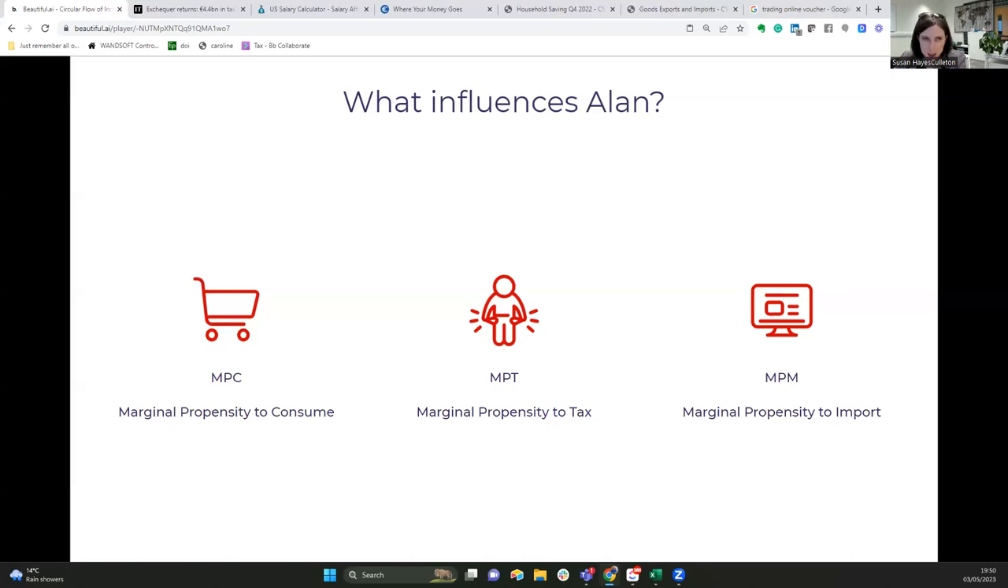Marginal propensity to tax is, of course, when it comes back to looking at Belgium or Ireland and the US, look at the difference there. When it comes to marginal propensity to tax, you might say as a government, well, if we increase a tax rate, does that act as a disincentive to the likes of Alan to work? Or if we increase, let's say, VAT on hotel beds, are those visitors from the US going to come over and stay in Ireland?